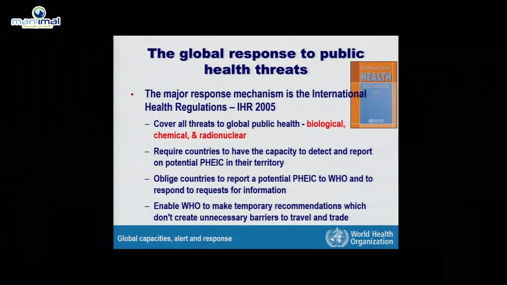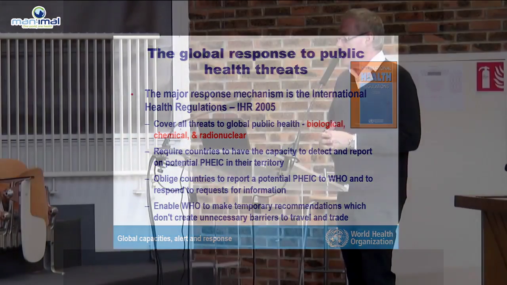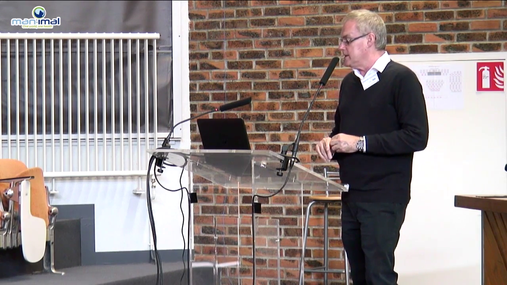So how does WHO deal with these sorts of situations? The chief mechanism for doing this is called the International Health Regulations. They were adopted in 2005 and came into force in 2007. They cover all threats to global public health, and these can be biological, chemical or radionuclear.